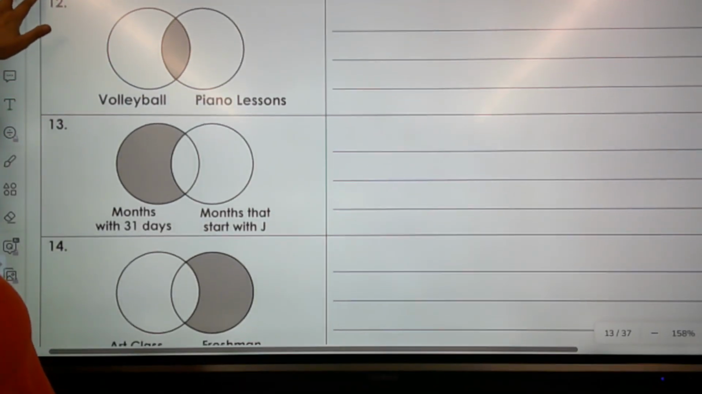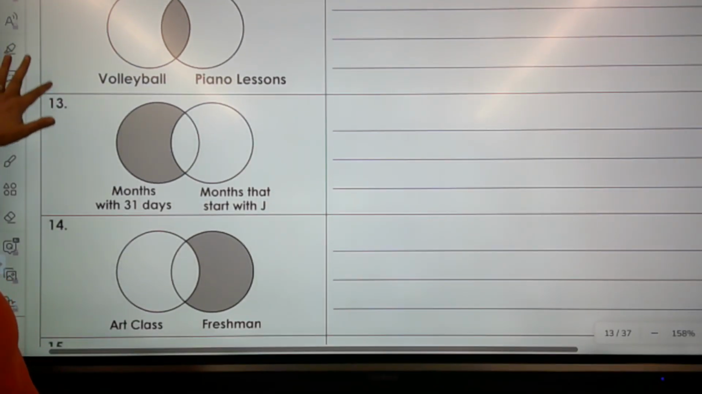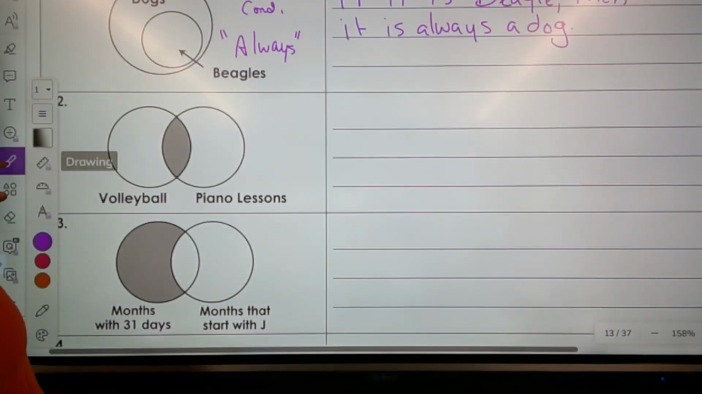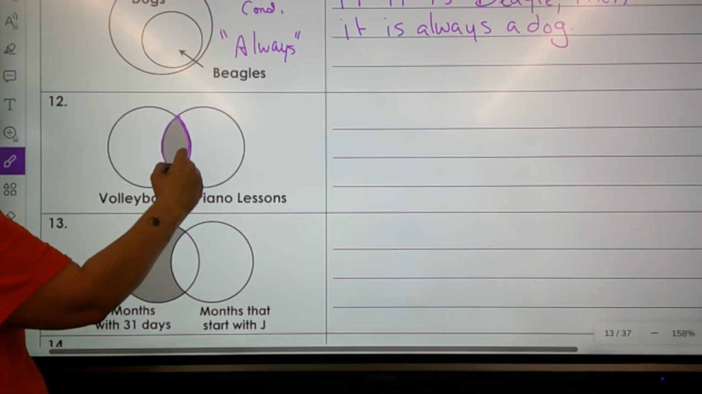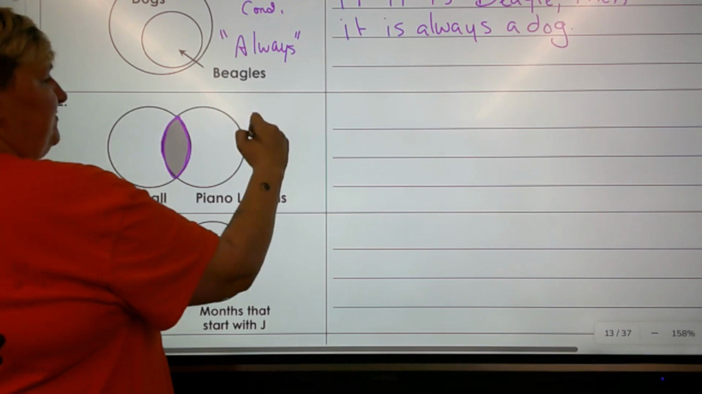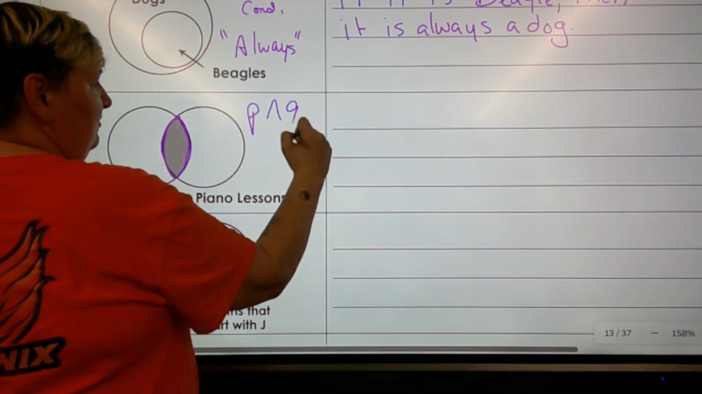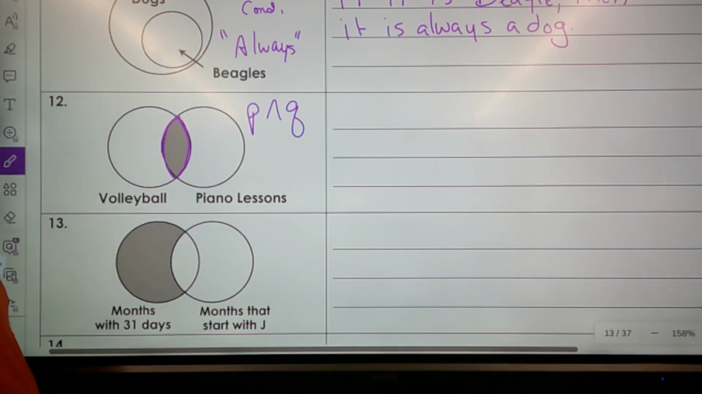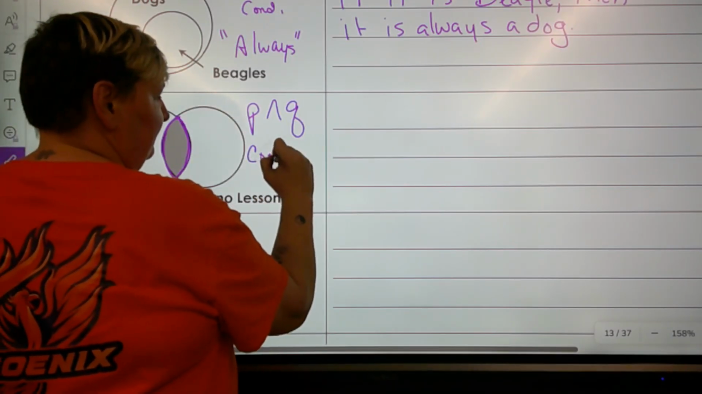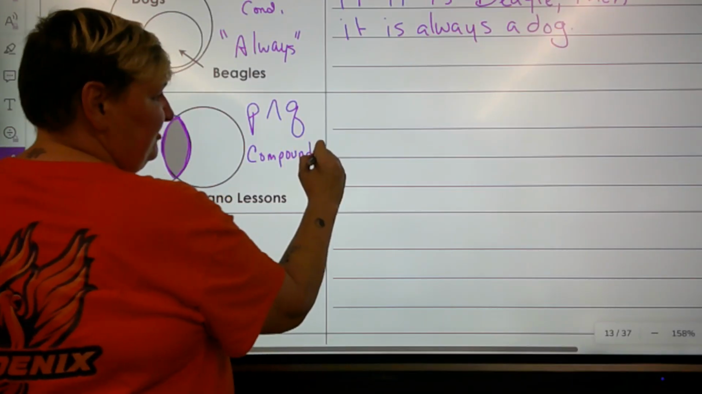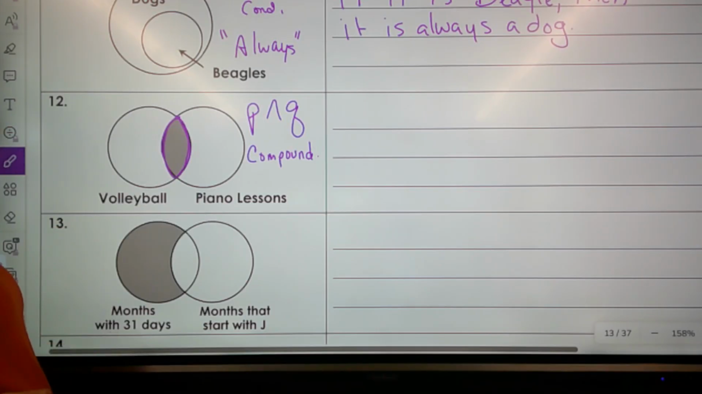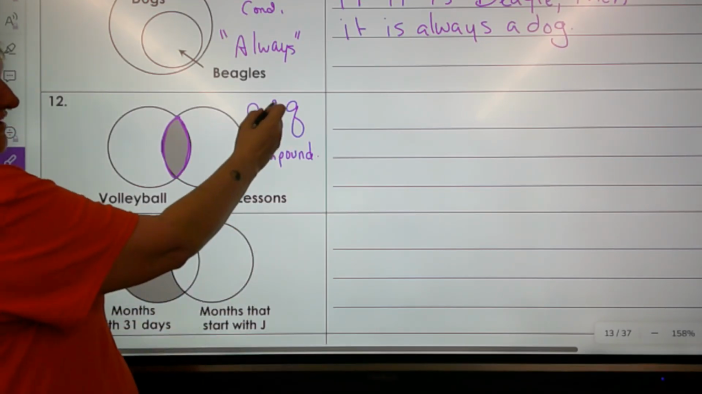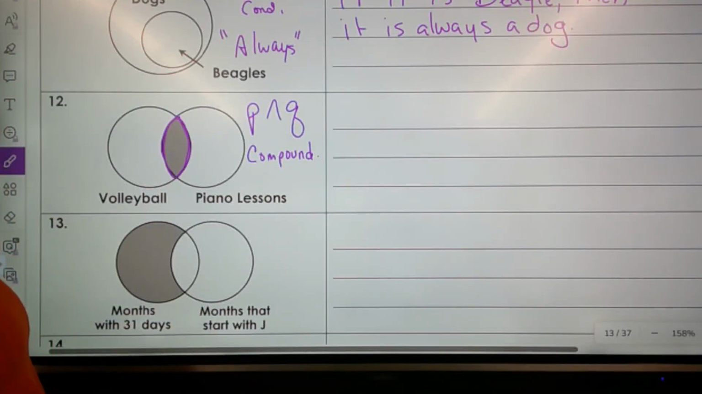All right, 12. Because only the overlap is shaded, it's going to be a P and Q compound statement. I'm just putting this for my knowledge so that I know what the answer should look like. Because it's a compound statement, it should have and or. And because it's P and Q, the information should be connected with an and.